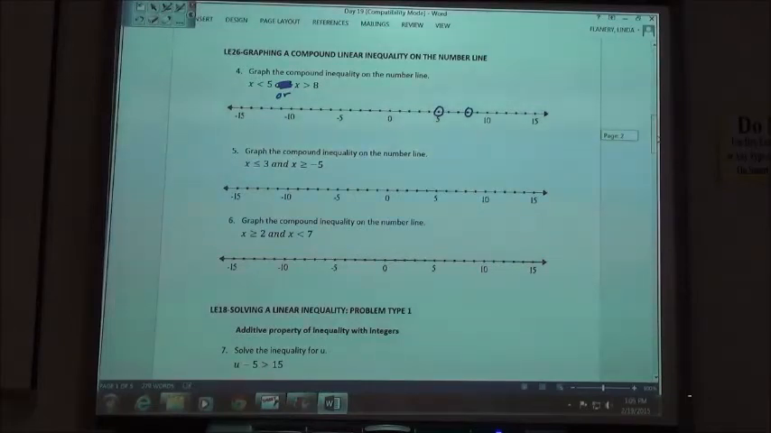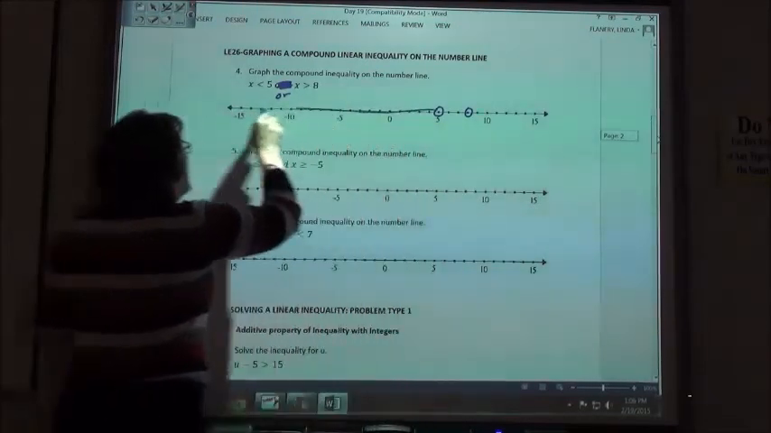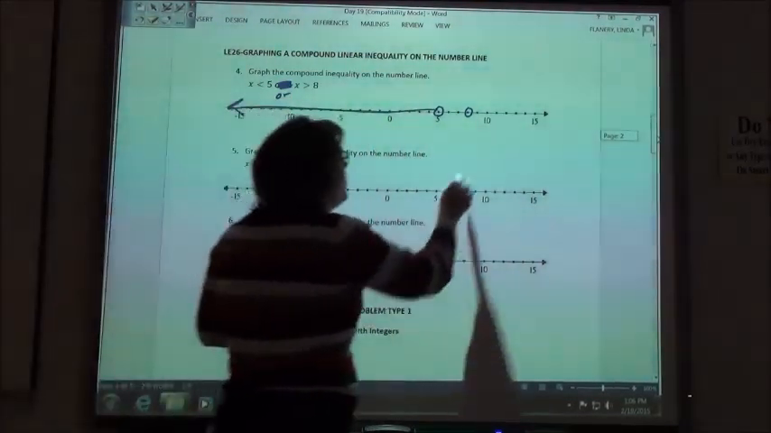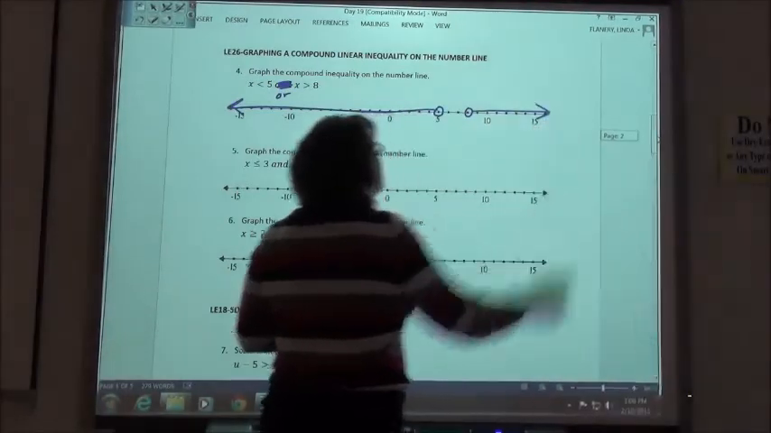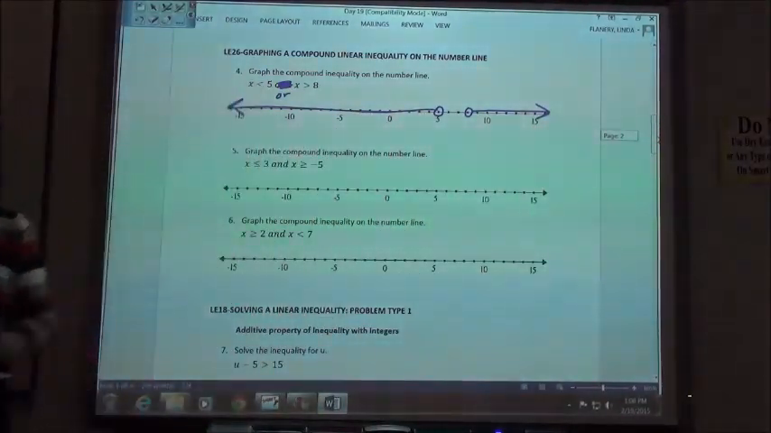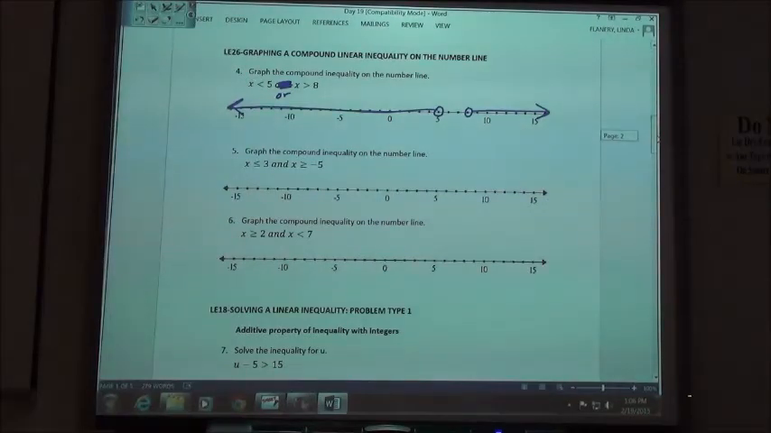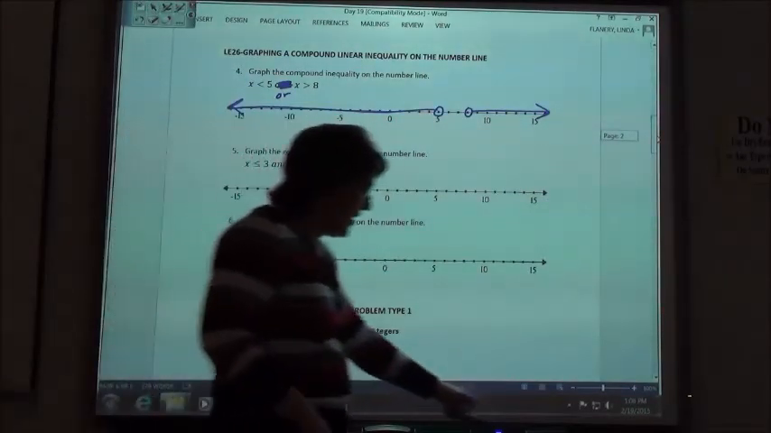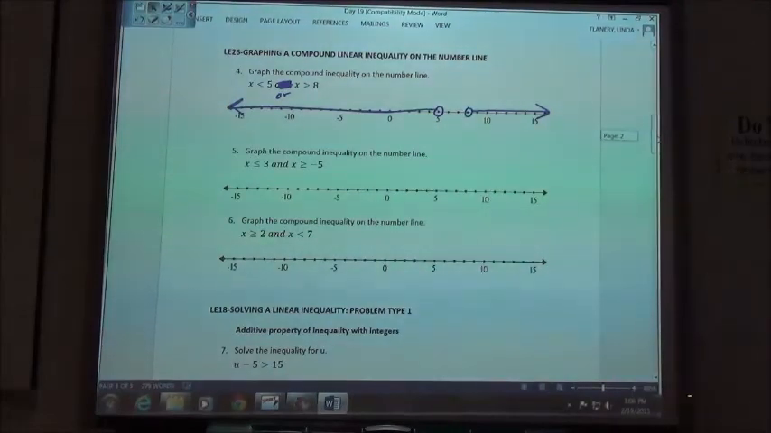If x is less than 5, I should be shading on the left side of 5, right? And if x is greater than 8, I should be shading on the right side of 8. So that really should be an or, not an and. She must have typed that wrong. I better fix that while I'm thinking of it.